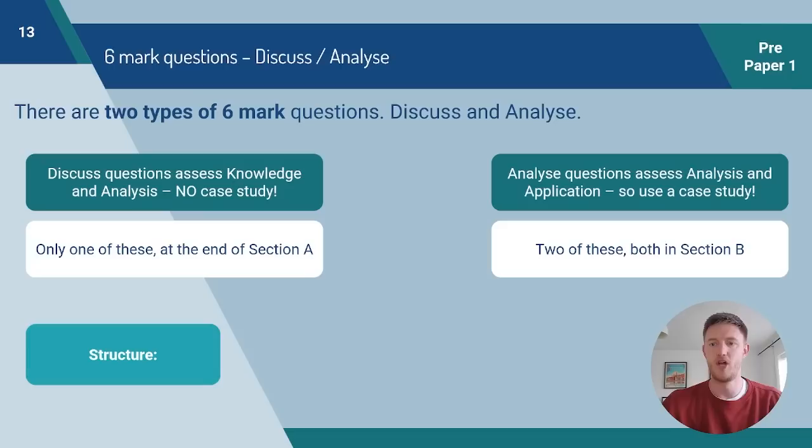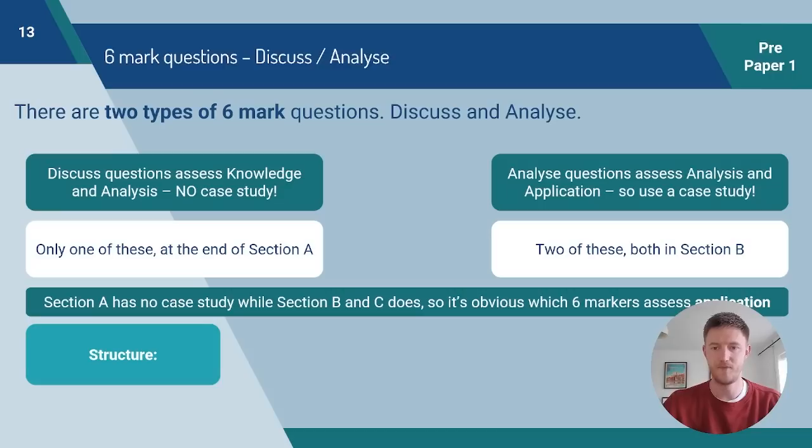Section B, the other 2 are in section B. As you can imagine, section B has a case study, so you need to use the application in that one. The application just replaces the knowledge from the discuss questions. The structure is the same. You just need 2 BLTs. So I've already mentioned that other point there about the case studies. So you need 2 BLTs.